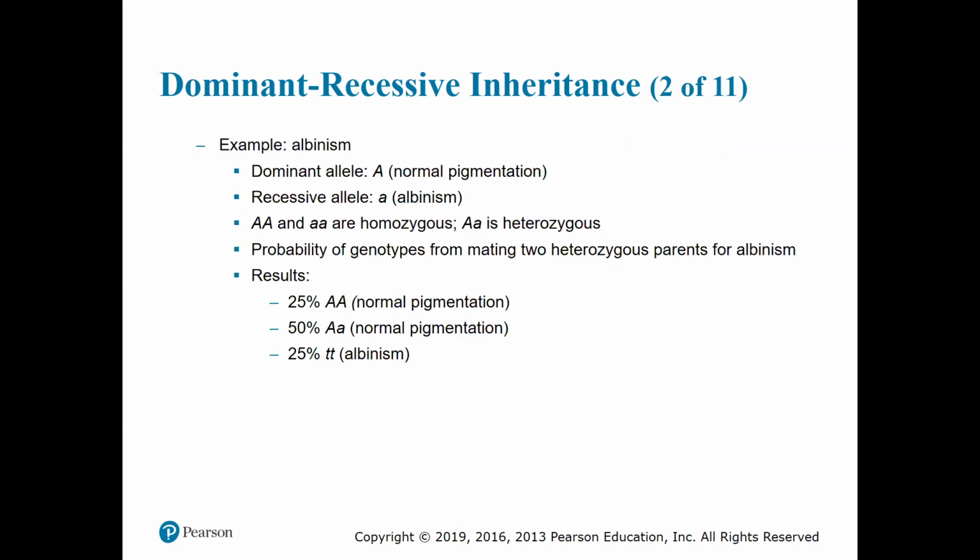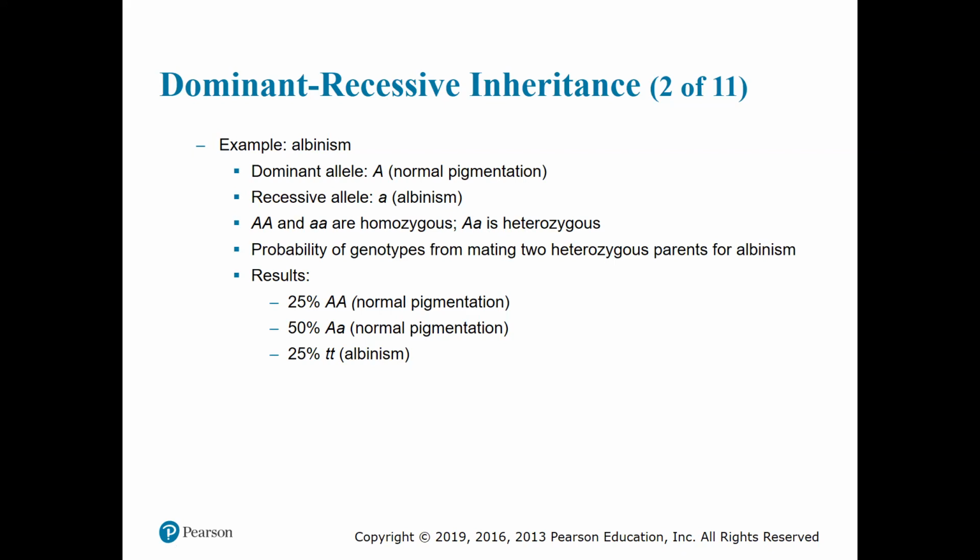So if we're going to use albinism as an example, our dominant allele is going to be capital A. That would be normal pigmentation. Our recessive allele, which encodes for albinism, is going to be a lowercase a. If you had both of the same, those would be homozygous. If you had one of each, that'd be heterozygous. So let's say we had a parent who was homozygous dominant, and a parent who was homozygous recessive. This means which parent would be expressing the trait for albinism? Yep, the recessive, absolutely, because it's an autosomal recessive condition.